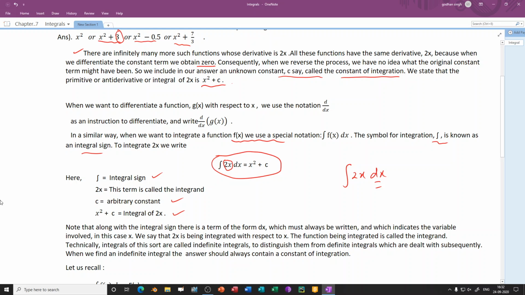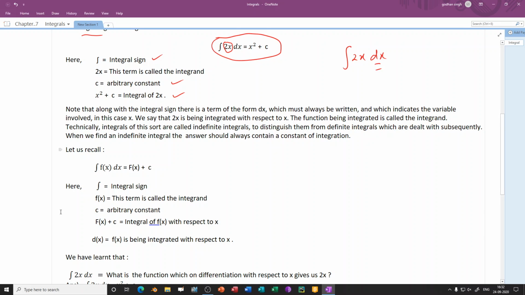Now let us recall what we have learned. Suppose there is a function f(x) whose integration we need to find. So the integral of f(x) dx equals capital F(x) plus c. This sign is known as the integral sign.